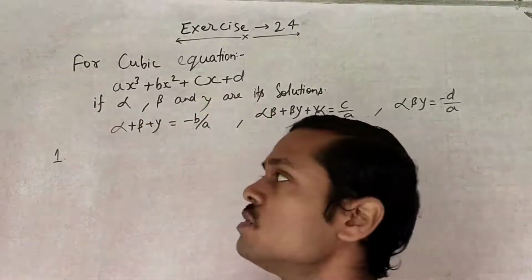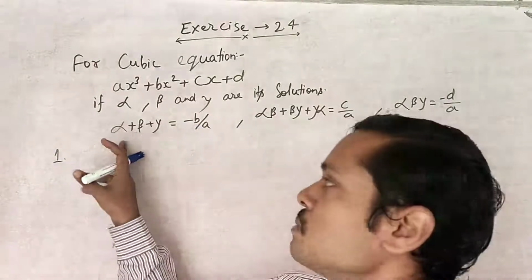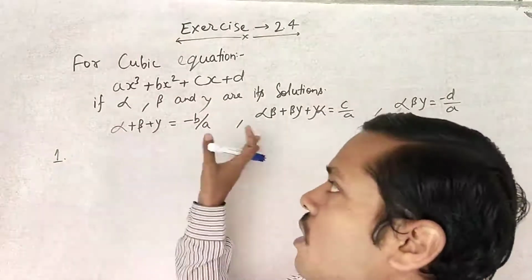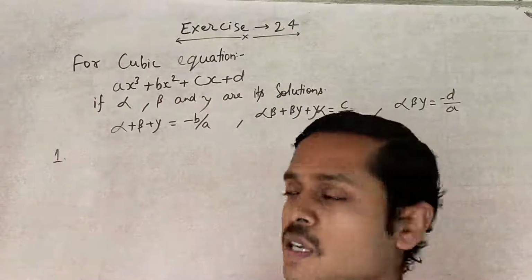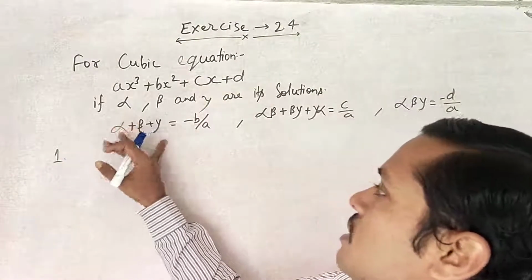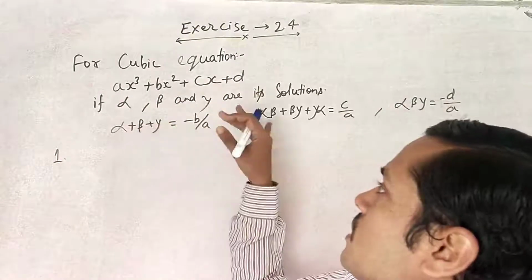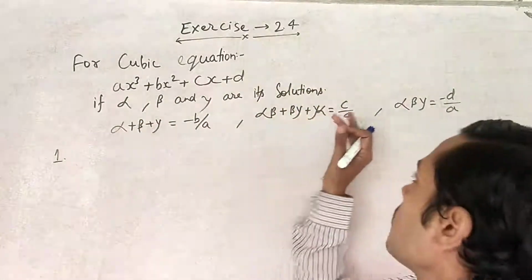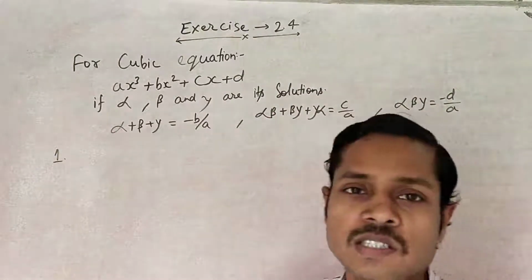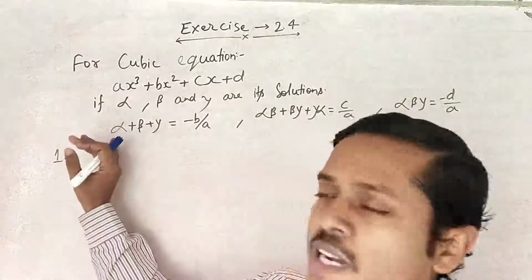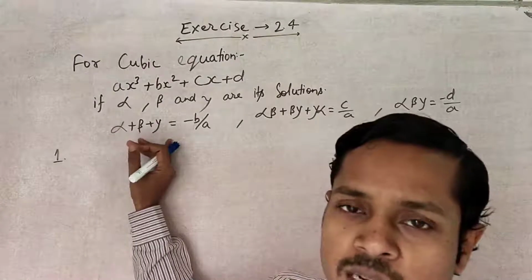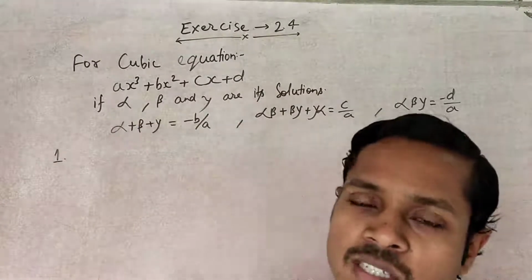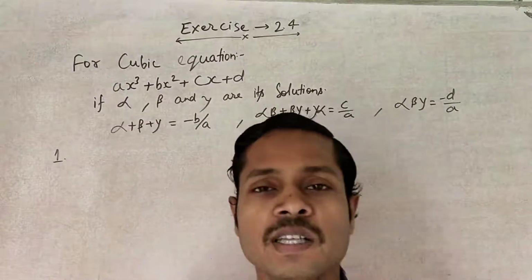Now look, we are saying alpha plus beta plus gamma, this is the formula. We will have to learn all of the formulas which are very necessary. Clear? Alpha plus beta plus gamma is equal to minus b by a. Alpha beta plus beta gamma plus gamma alpha is equal to c by a. Alpha beta gamma is equal to minus d by a. Clear? I am repeating again. Alpha plus beta plus gamma is equal to minus b by a. Alpha beta plus beta gamma plus gamma alpha is equal to c by a. Alpha into beta into gamma is equal to minus d by a.